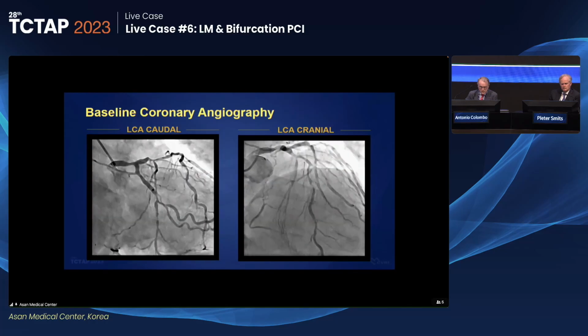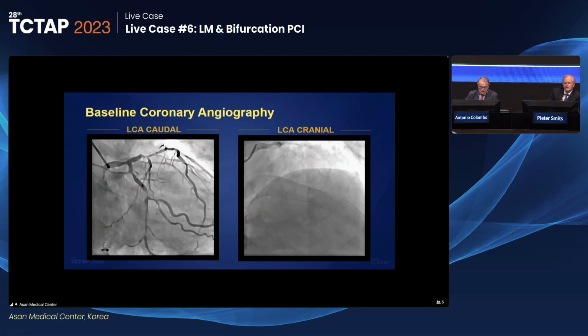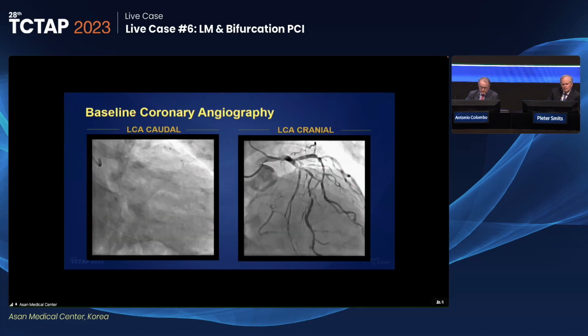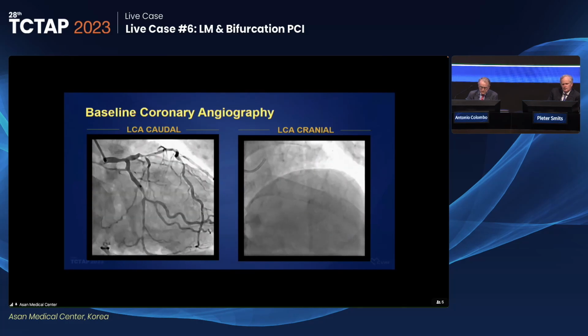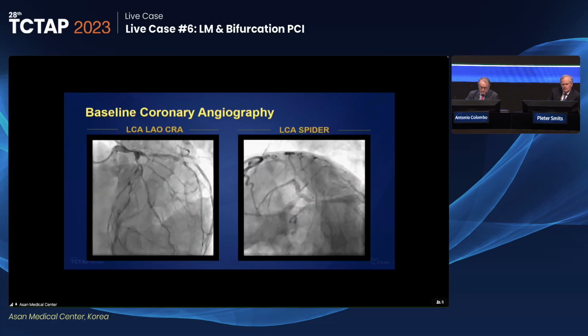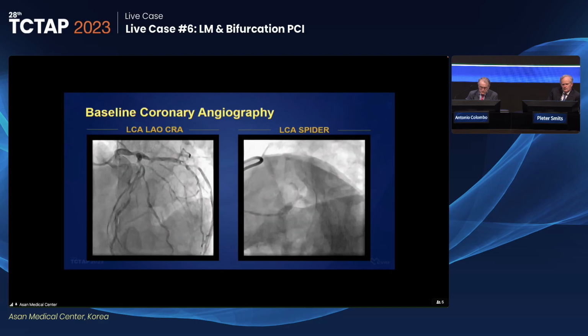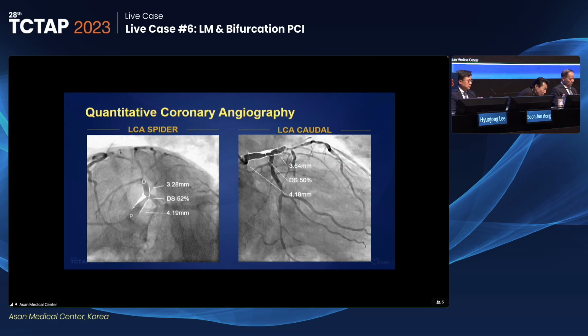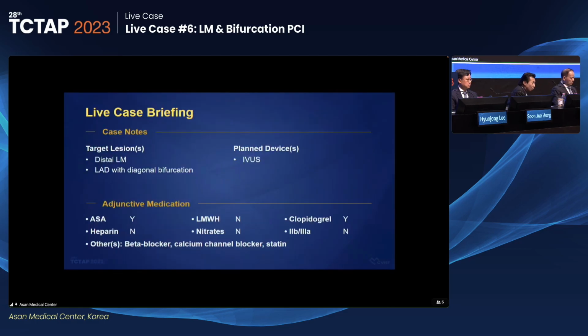This is the left coronary angiogram. The left coronary angiogram showed diffuse stenosis at distal left circumflex artery and left main to mid LAD. Next. There is a significant stenosis at the diagonal bifurcation. Next. This is QCA of the left main disease. The degree of stenosis of the left main is about 50%. Next. Our target lesion is distal left main and LAD with diagonal bifurcation and distal left circumflex artery. We planned the PCI with IVUS.